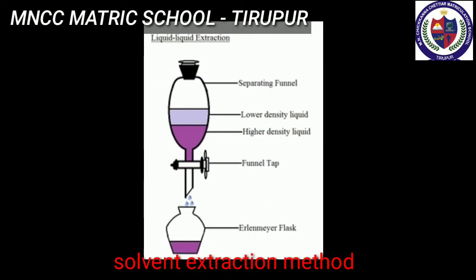Next, we move to solvent extraction method. Two immiscible liquids can be separated by solvent extraction method. This method works on the principle of difference in solubility of two immiscible liquids in a suitable solvent. For example, mixture of water and oil can be separated using a separating funnel. Solvent extraction method is used in pharmaceutical and petroleum industries.